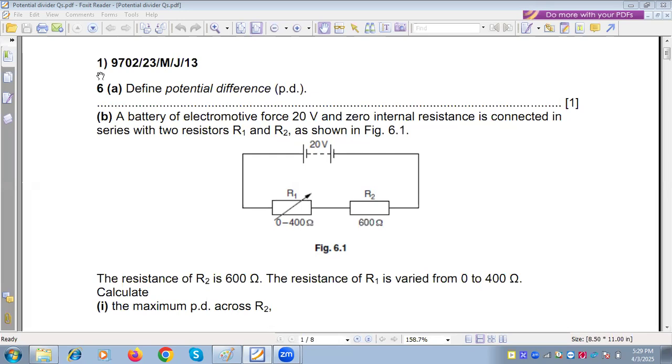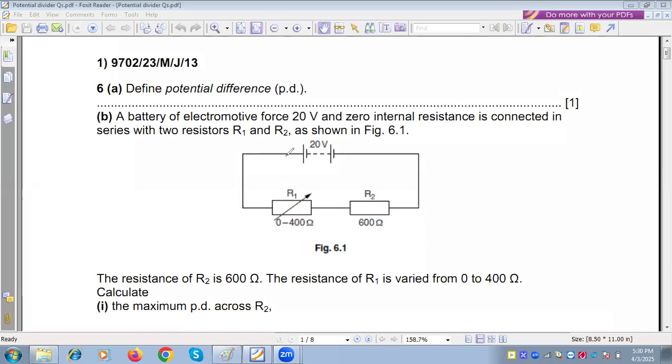So first part, this question is from May, June 2013, variant 23, and it's question number 6 of that year. So first part, 6A, define potential difference. So what is the potential difference? The conversion of energy from electrical to non-electrical, because charge gains electrical energy in the battery.